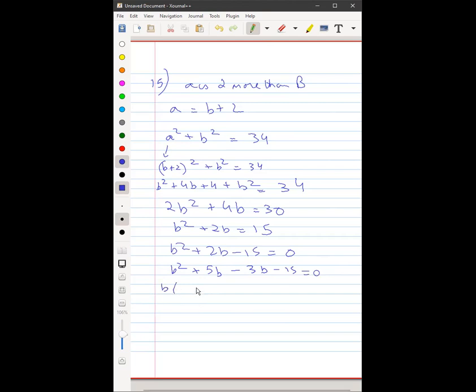So it will be, taking common, B plus 5 into B minus 3 is equal to 0. So either B plus 5 is equal to 0 or B minus 3 is equal to 0. Either B is equal to minus 5 or B is equal to plus 3. And what do we need to find out? Find the product of A and B. So the product of A and B will be minus 15.